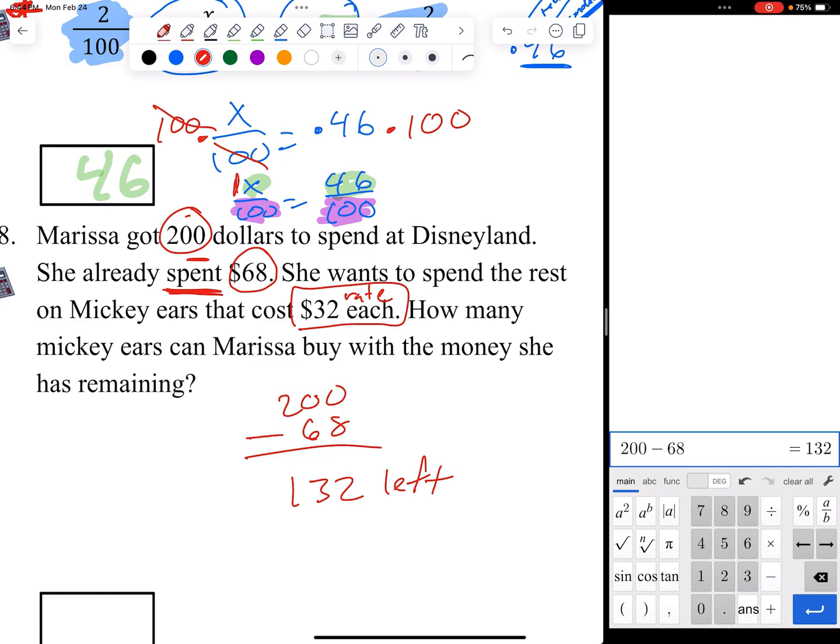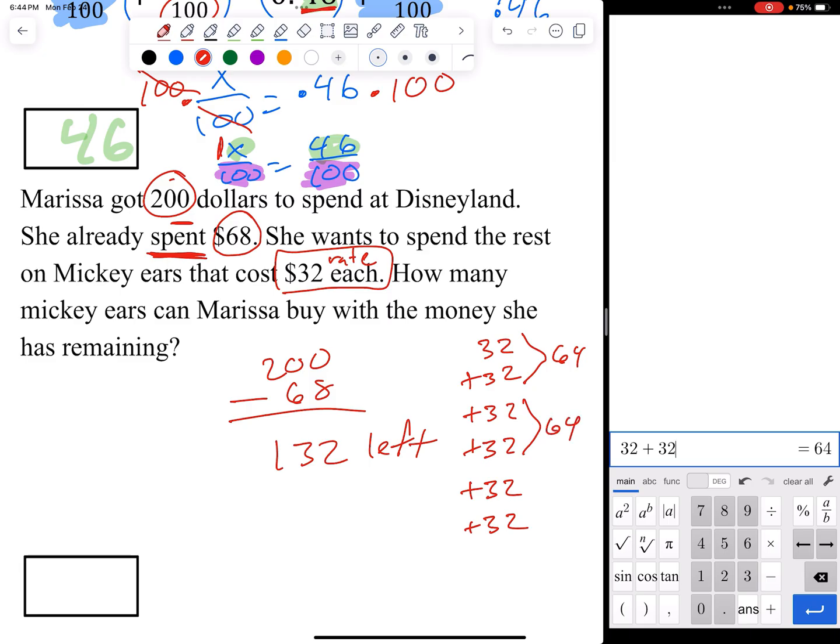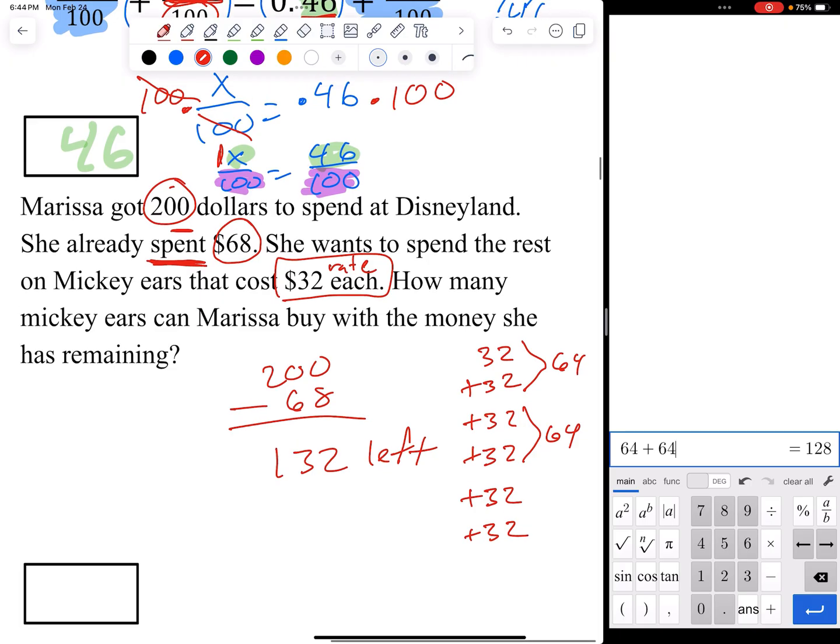Okay. So how many ears can Marissa buy? So, let's think about it. If I have $132 left and each one is $32, well, I can do it very simply and say, okay, 32 plus 32 plus 32 plus, you know what I mean? This is the easiest thing for me to do because this makes sense to me. So that means every 32 is 1 ear. So I'm going to do a couple, okay? If I do 32 and 32, is that 64? Let me see, 32 plus 32. Yeah, that's 64. So what is 64 and 64? 64 and 64 is 128.